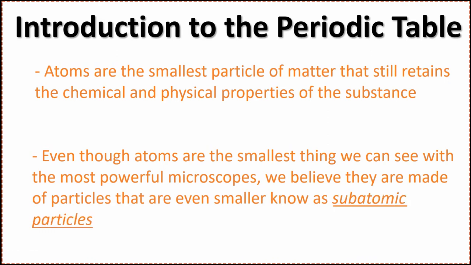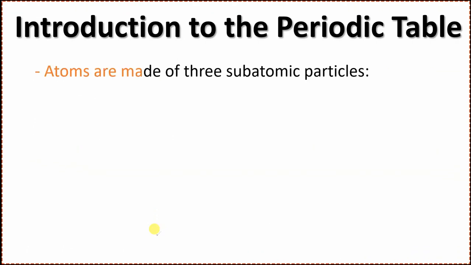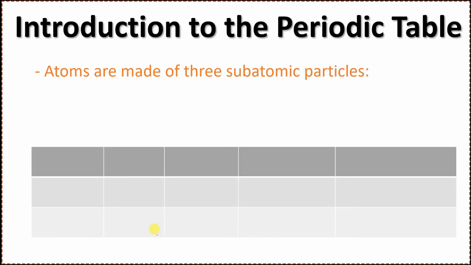So we're going to focus on 3 subatomic particles here. There's probably more subatomic particles that make up atoms, but we're going to focus on these 3 that you're probably familiar with already. So atoms are made of 3 subatomic particles. Let's make a little table here.